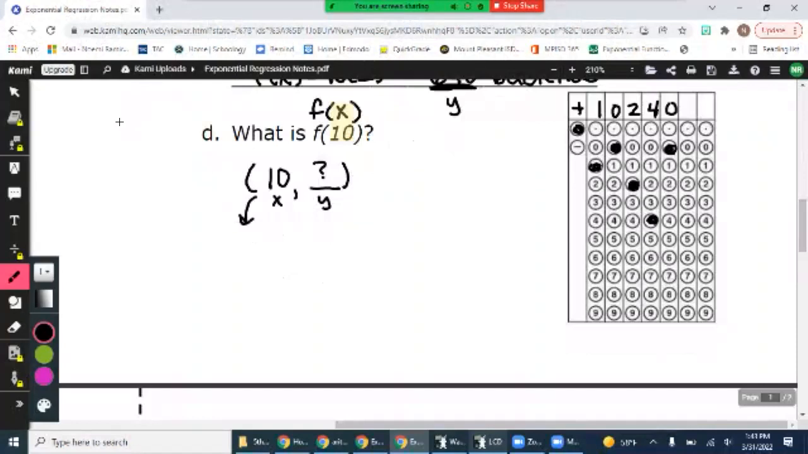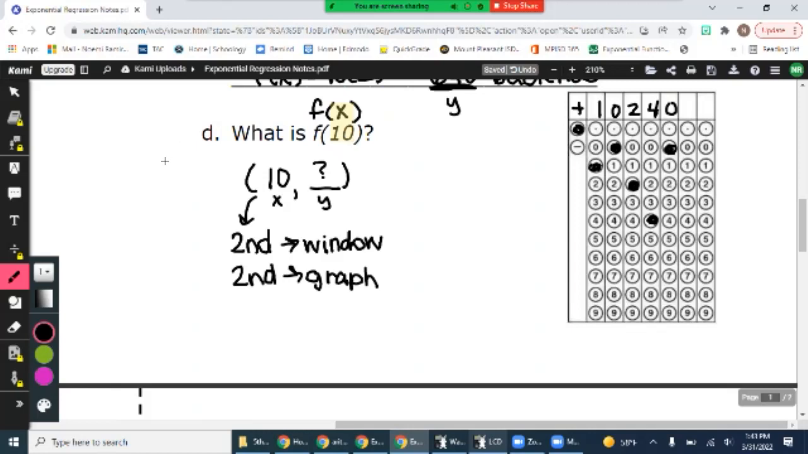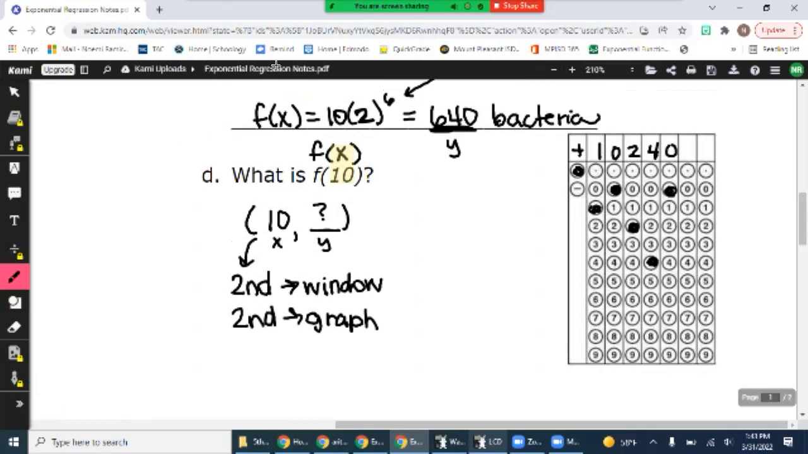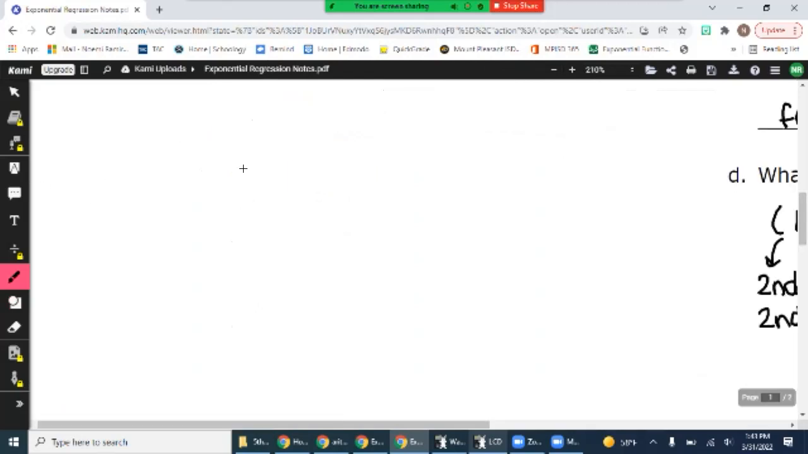So I'm going to write myself a little note here. Second window, second graph. We're not going to write exact steps, just in general, because we actually have the steps written in our notes somewhere else. Second window, second graph. That's all I'm going to write. And what is my y value in? Bacteria, my bad. It's just bacteria. We already wrote the description on that one, so we're good.